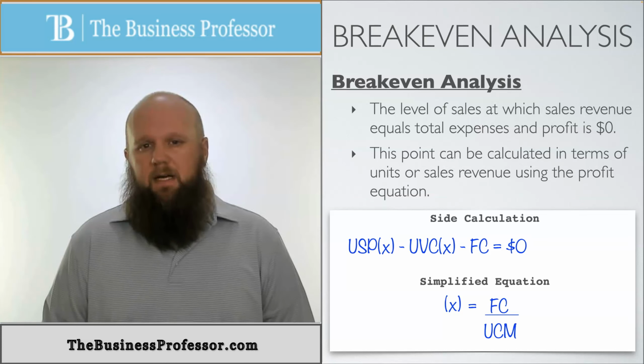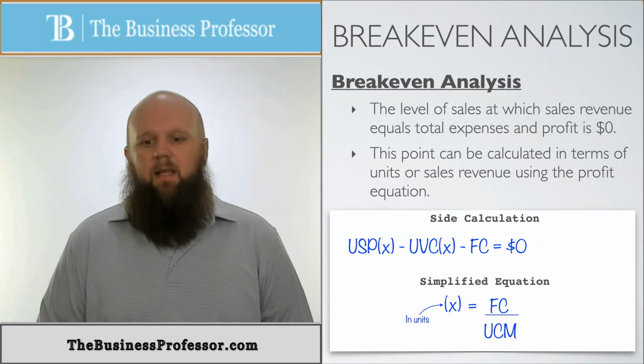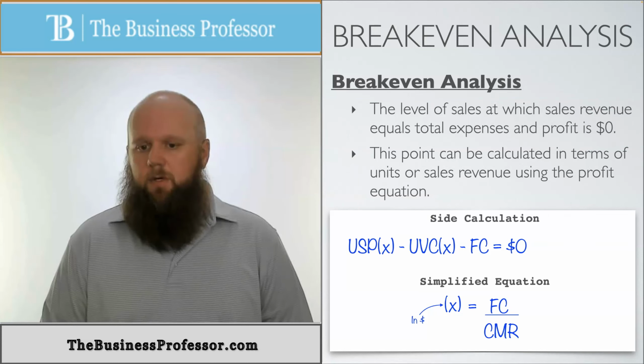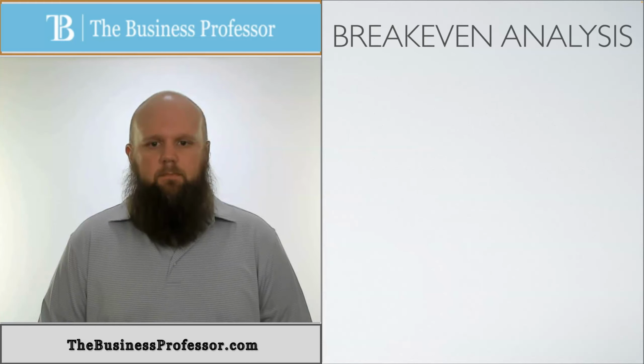Again, because this is divided by the margin, this is going to yield an answer in units. Again, if we want it in dollars, then we're going to do the same equation except our denominator will be in a ratio, contribution margin ratio. That gives it to us in dollars. So let's look at an example.